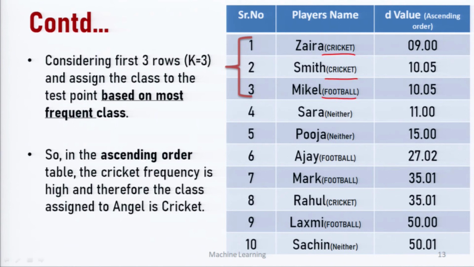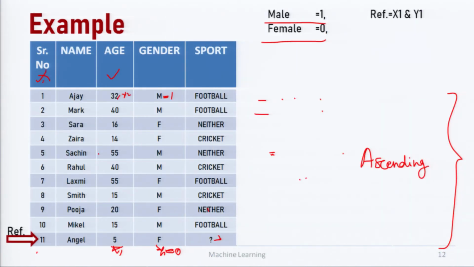Now, in the class we see that the majority is cricket, which is 2 in number, whereas this is single. So, we assign the new player, who is Angel, and she plays cricket. Based on the most frequent class, we assign that class to the new entrant. So our prediction is that the new player will most likely play cricket.